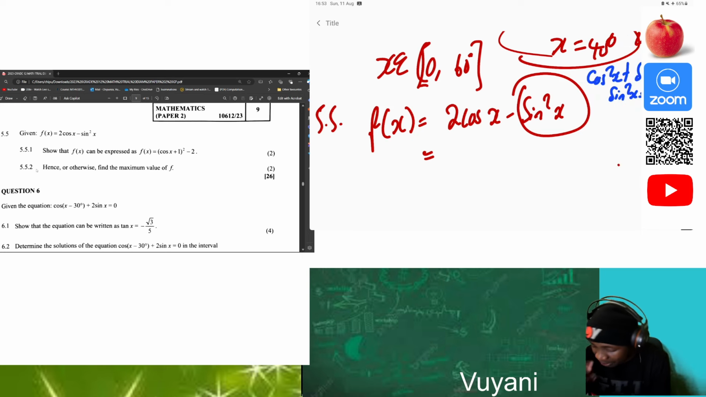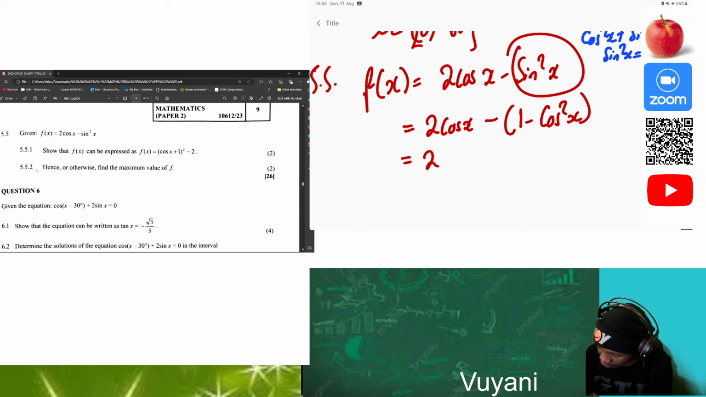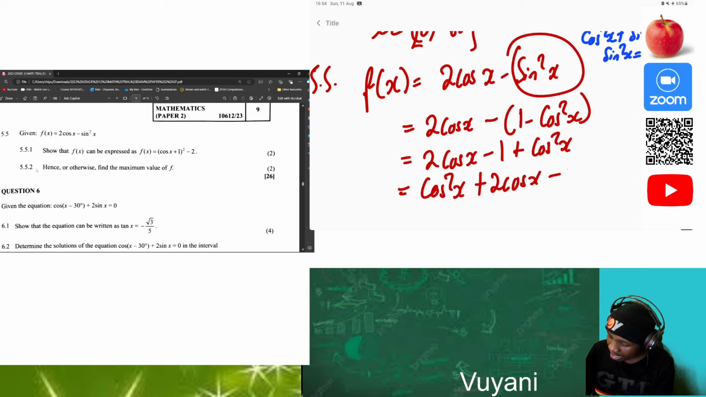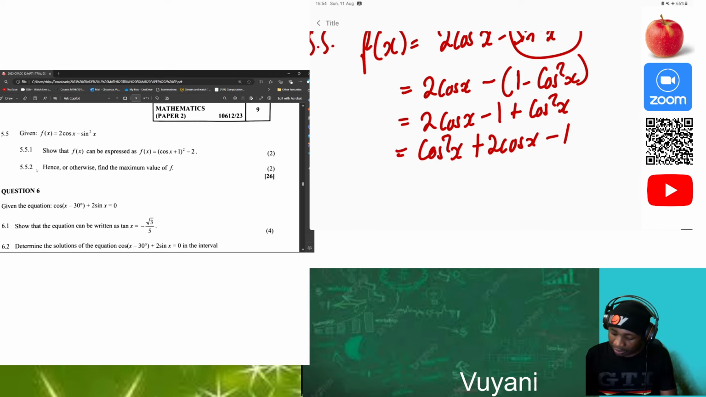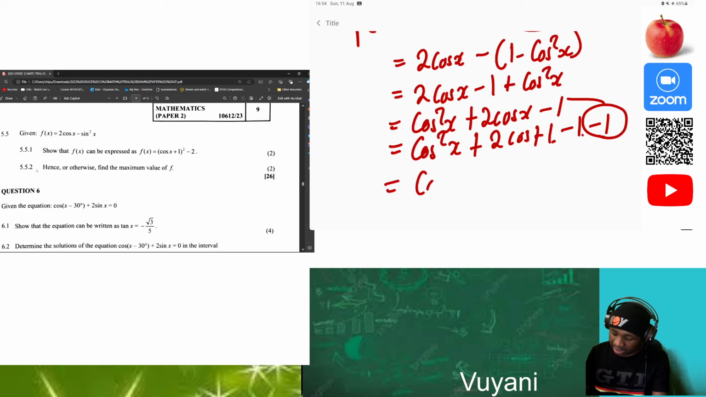Moving forward from that point, this will now be equal to 2 cos of x minus, then of course that part to replace with 1 minus cos squared of x over there. Now this will be equal to 2 cos of x minus 1 plus cos squared of x, which is the same as cos squared of x plus 2 cos of x minus 1. Then we can see that this is just a normal quadratic which we can solve. This is already straightforward. So this will be the same as cos squared of x plus 2 cos of x plus 1, of course, minus 1 minus 1. 1 minus 1 is equal to 0, still remaining with that negative which we have there. Then this will be cos of x plus 1 all squared minus 2.